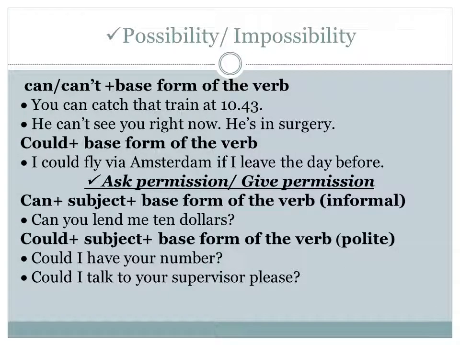اوكي. تاني حاجة استخدم can وcan't في possibility or impossibility اللي هي الامكانية وعدم الامكانية. نفس النظام اللي فات can or can't زائد base form of the verb. يعني ممكن اقول لك you can catch that train at 10:43. ممكن تلحق القطار اللي هو الساعة 11 إلا ربع. He can't see you right now. هو مش قادر يشوفك دلوقتي. He is in surgery. هو في عملية جراحية. في الماضي could plus base form of the verb. I could fly via Amsterdam if I leave the day before.